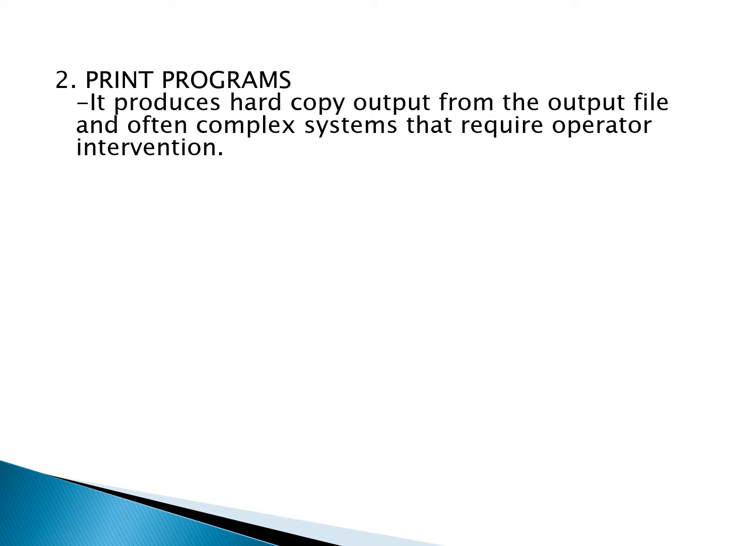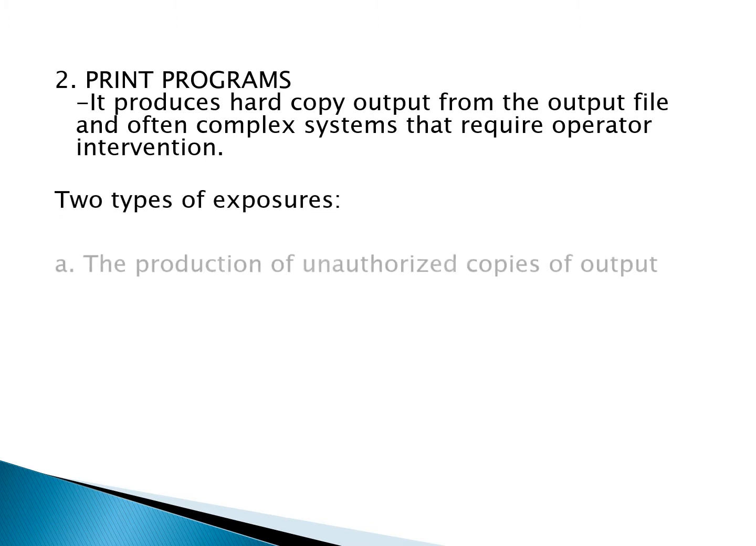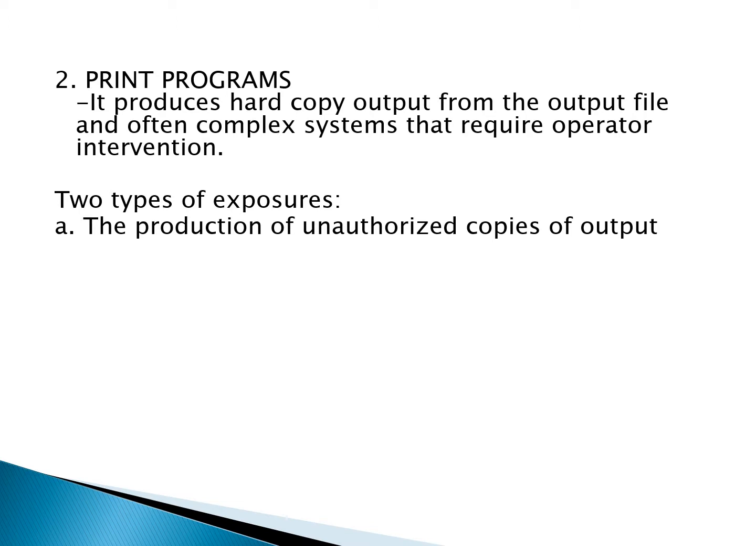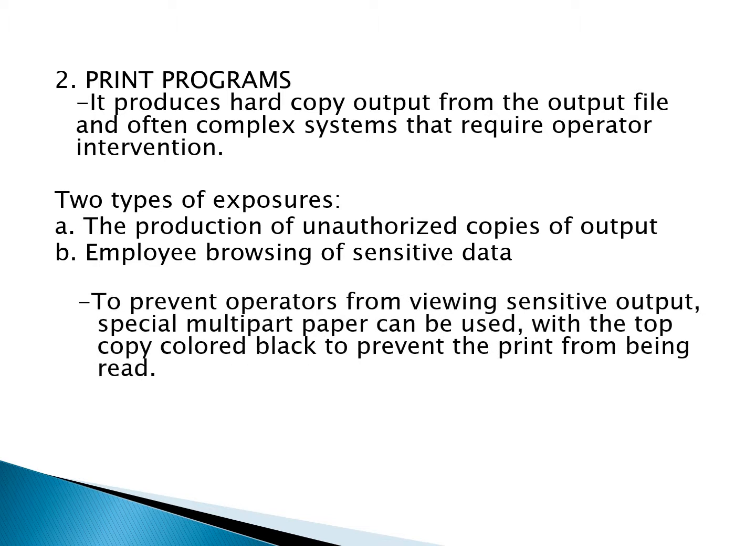Print program controls are designed to deal with two types of exposures: the production of unauthorized copies of outputs and the employee browsing of sensitive data. To prevent operators from viewing sensitive output, a special multi-part paper can be used. The top copy is colored block to prevent the print from being read.